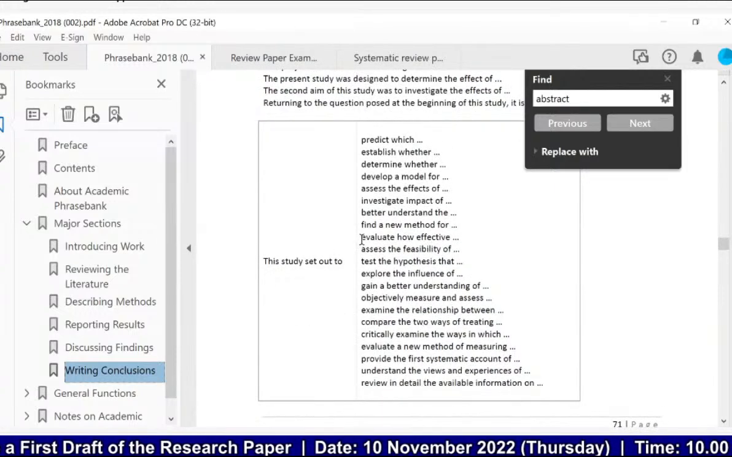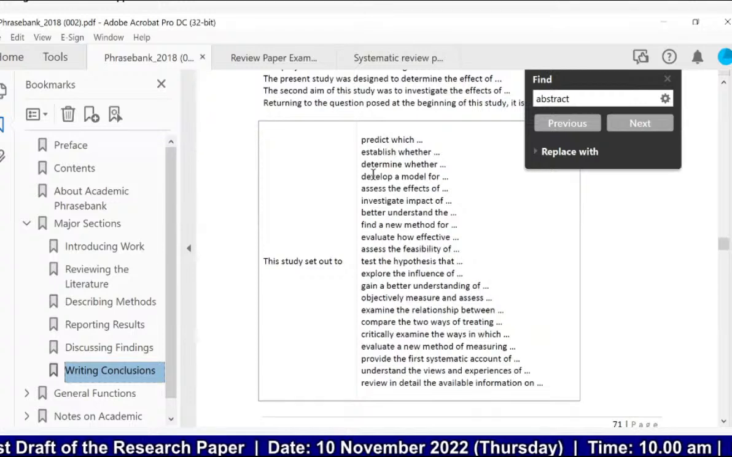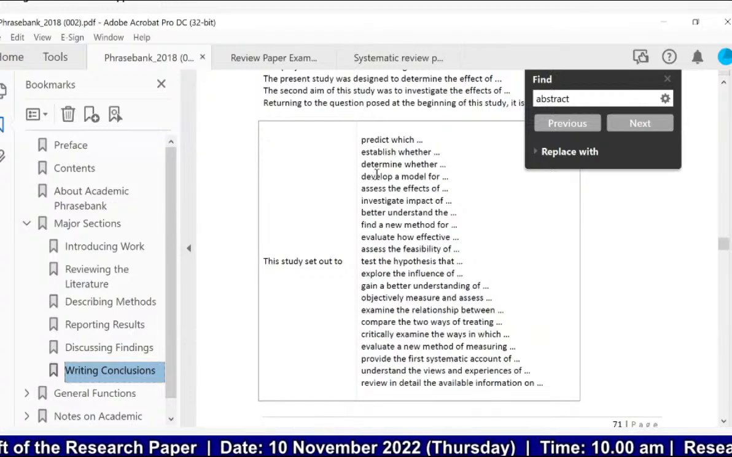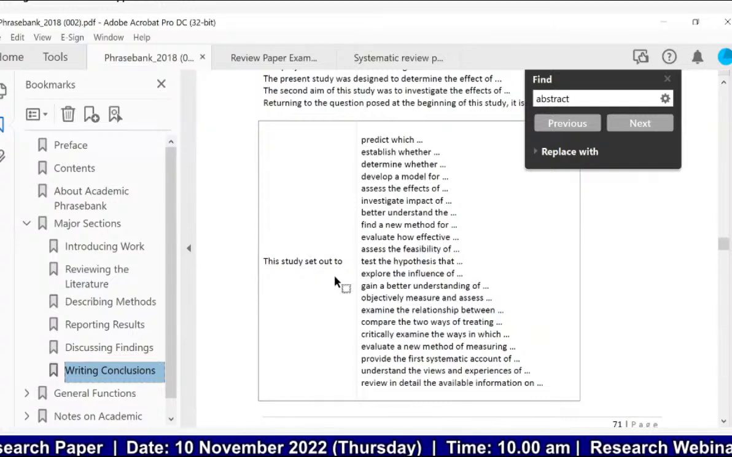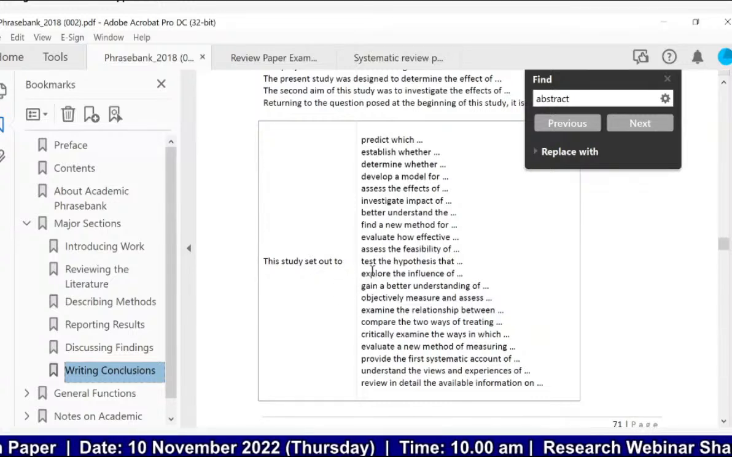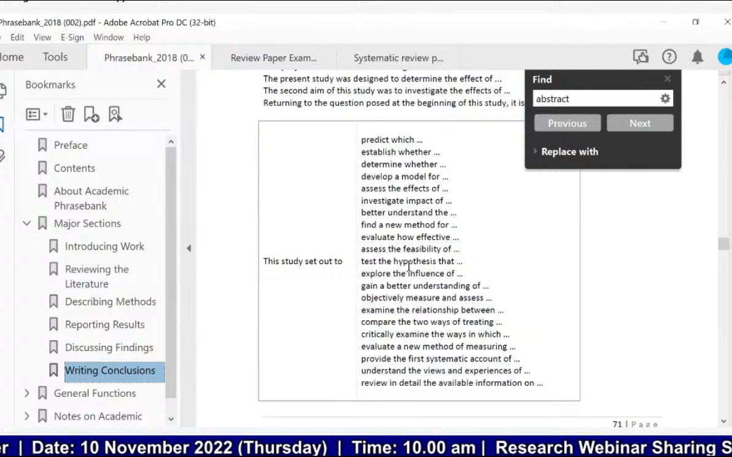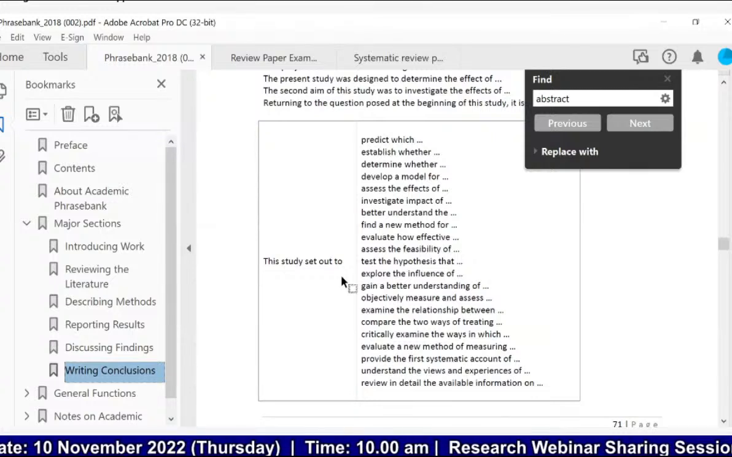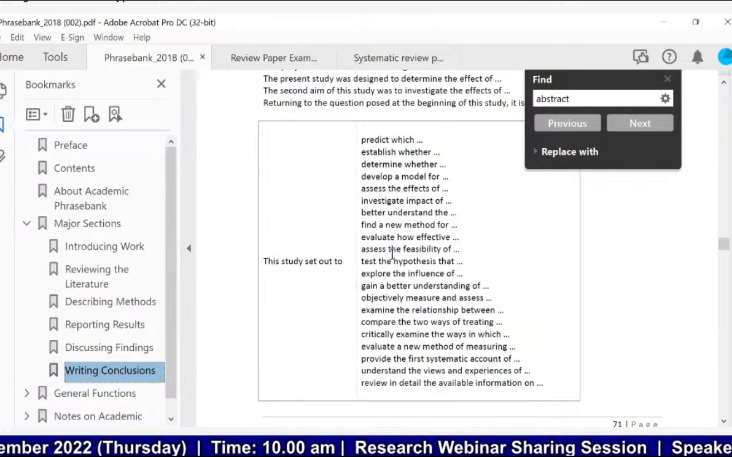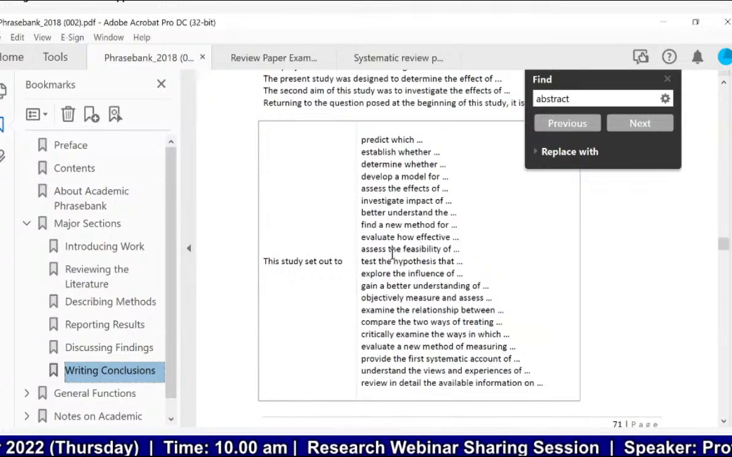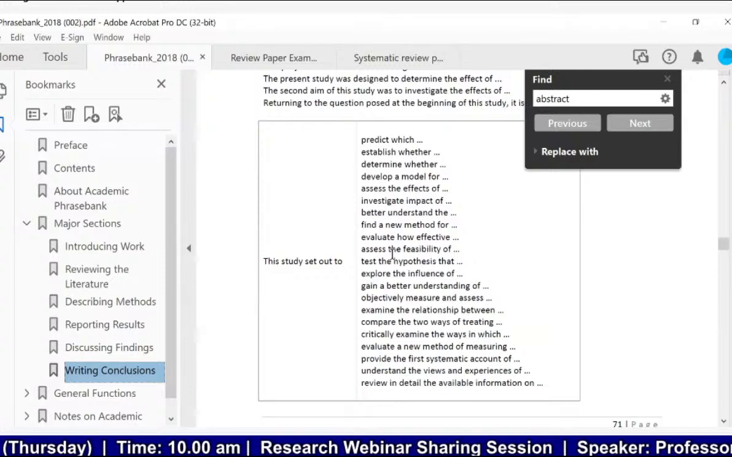And you can see my favorite one is here. This study set out to determine whether. But you can also use phrases like this study set out to better understand the what. You know, the study was set out to evaluate how effective. You see how different it can be? And this just triggers an idea.